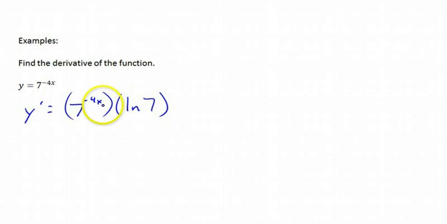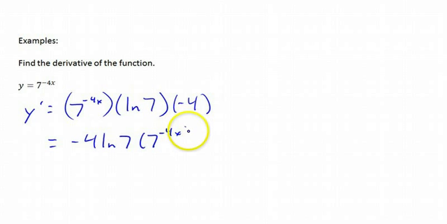Now, the chain rule applies just like it always does. So if I have y equals 7 to the negative 4x, then y prime would equal 7 to the negative 4x. Then we multiply by the natural log of 7, and then we multiply by the derivative of negative 4x. And if you want to put all that in this order, you can do that. Doesn't really matter. Anyway, that's y prime.